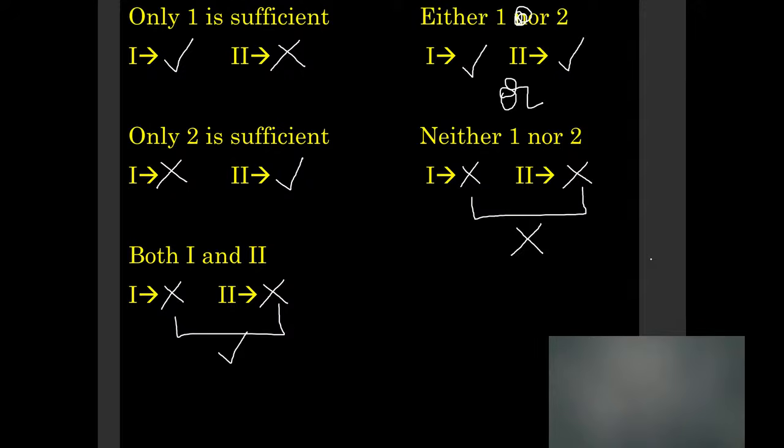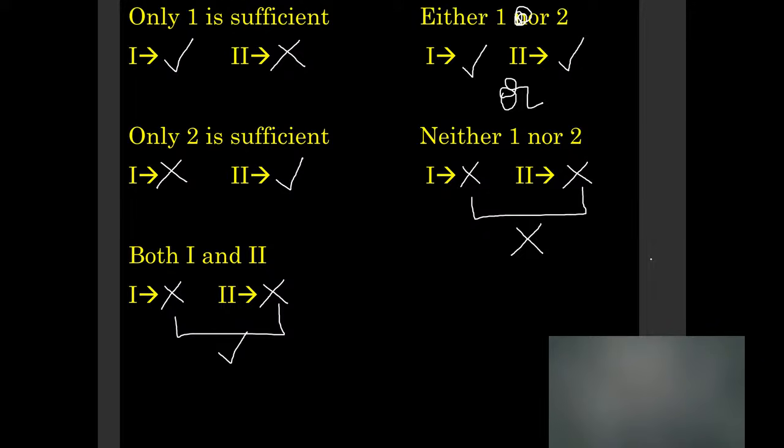Once again, I'll repeat. Only one is sufficient: in that scenario, from the first one alone, we will get the answer, and from the second one, we will not get the answer. Either one or two: from one, you will get the answer, and from two also, you get the answer. In that scenario, you choose either one or two. Next, neither one nor two means from one and two you will not get the answer, and after combining the statements also you will not get the answer. So in that scenario, the answer is neither one nor two.